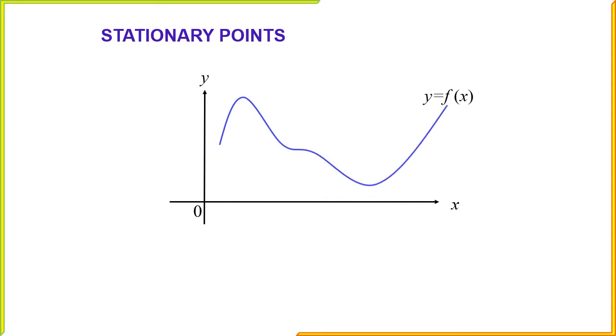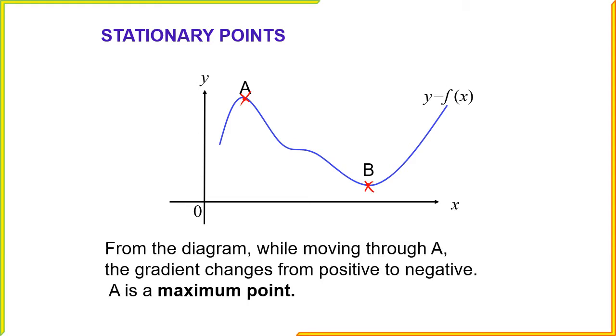So let's say this is our curve y equal to f(x). So what are stationary points? Stationary points are where we have the maximum and minimum points. From the gradient, while moving through A, the gradient changed from positive to negative. So it's going up, we have a positive gradient, but at A, the gradient changes into a negative gradient. So A is a maximum point.